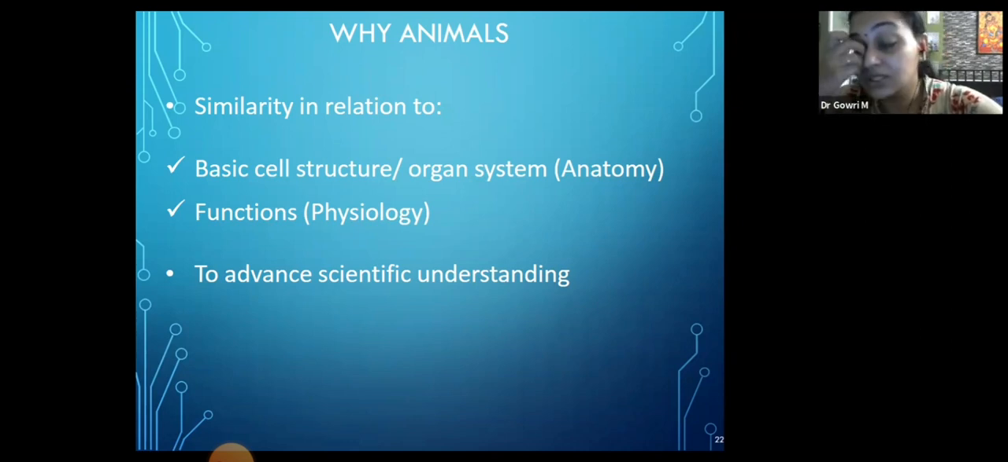And also the physiology, the functions of that particular animal should be comparable to the functions of the human in regard to the study that you are going to do. Okay. And also to advance scientific understanding, so that after the study you can do dissection, you can know the histophysiology, and also you can understand what has happened in the body after you have given a particular drug. So for all these things, you choose animals for experimental pharmacology.